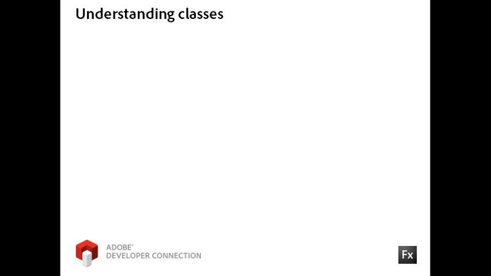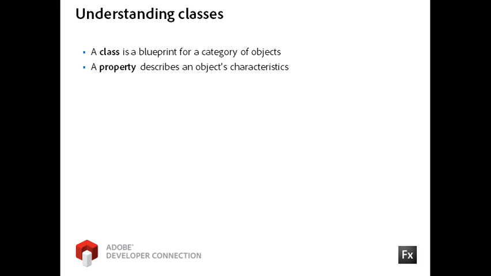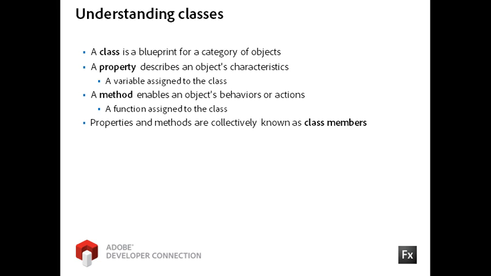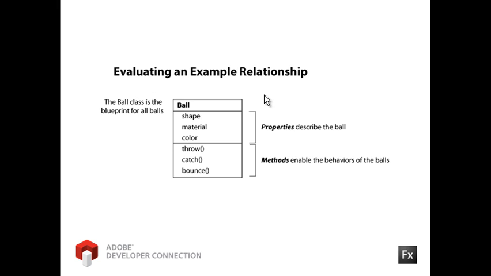OOP revolves around categories of objects called classes. A class is essentially a blueprint that can be used as a template for creating specified objects. A property describes a characteristic of the class. In programming terms, you would call this a variable that is assigned to the class. A method describes the behaviors or actions available to instances of the class. In programming terms, you would call this a function assigned to the class. In OOP terminology, properties and methods are also known as class members.